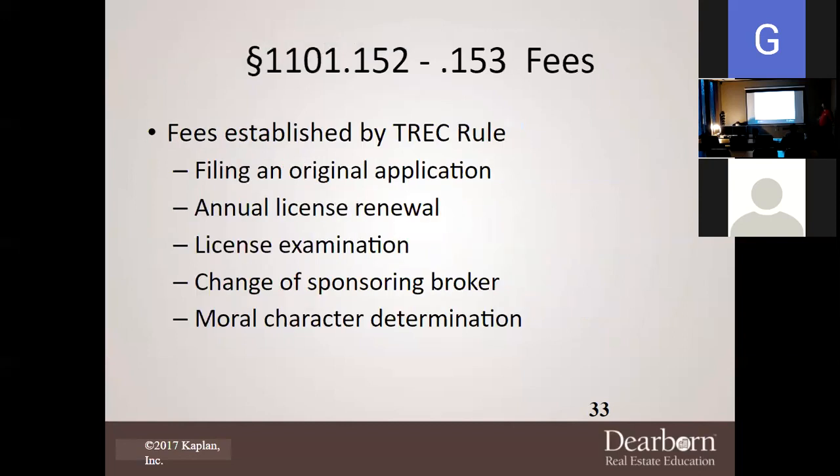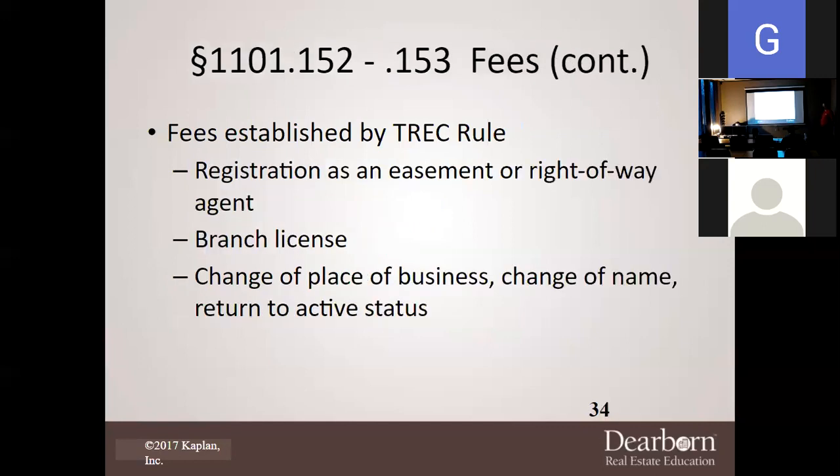TREC also can establish the fees in regards to what it costs to file your original application, your annual license renewal, the license examination fee, the charge for sponsoring a broker, and the moral character determination. When I first started in real estate, I had to pay a fee to change brokers. I think it was $20 or $30, somewhere in there. So every time you changed a broker, you had to pay fees. Okay. I think ever since they changed that, there's no fee anymore. I'm not 100% certain on that, but I think they got rid of the fee.